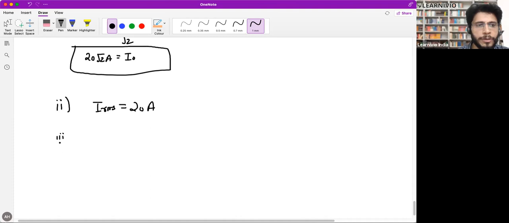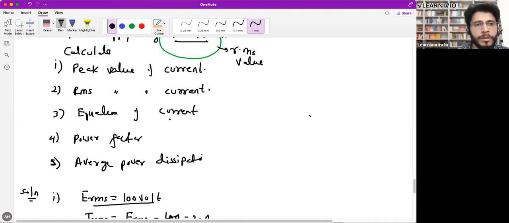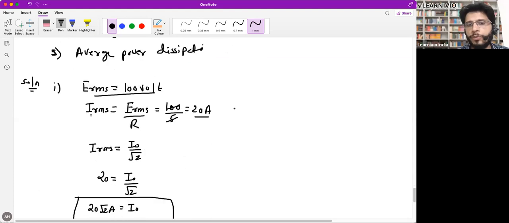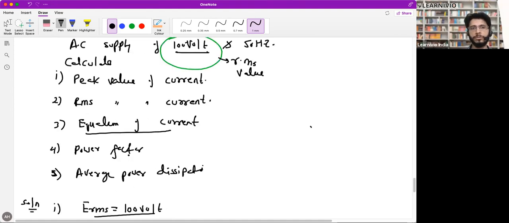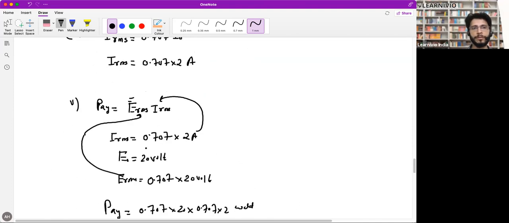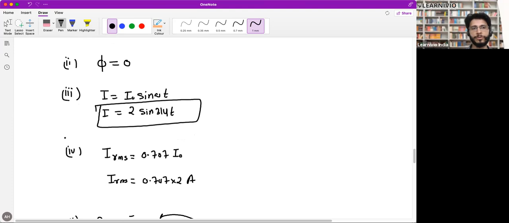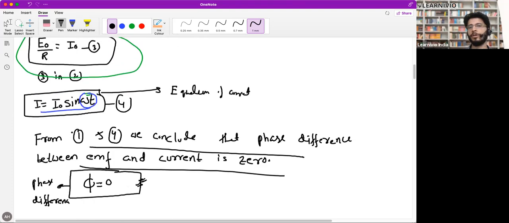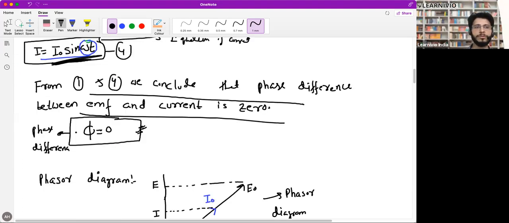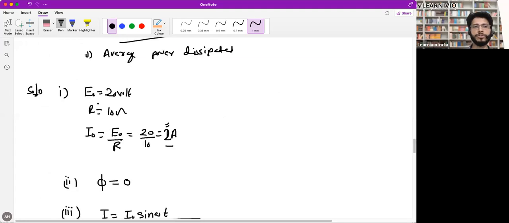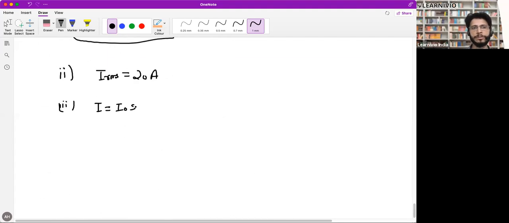Look at the third part of the question. I need the equation of current. What's the equation of current here, Mariam? E naught by R? No, that's not the equation of current. This one is the equation: I naught sine omega t. Equation means you have time in that equation. So the third part is asking about the equation of current. That equation of current is I naught sine omega t.